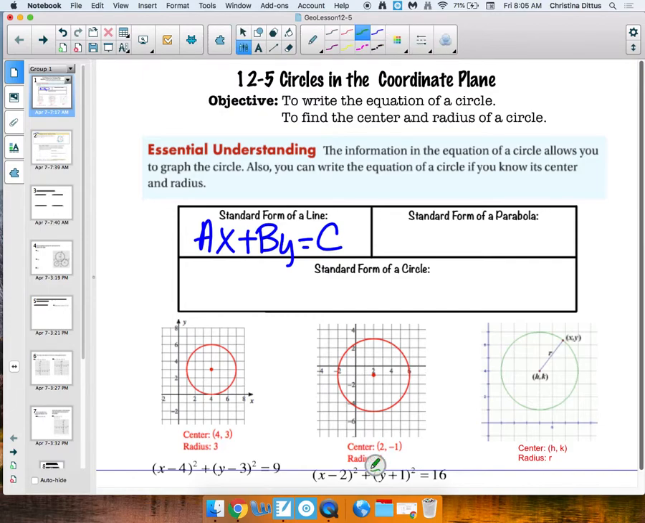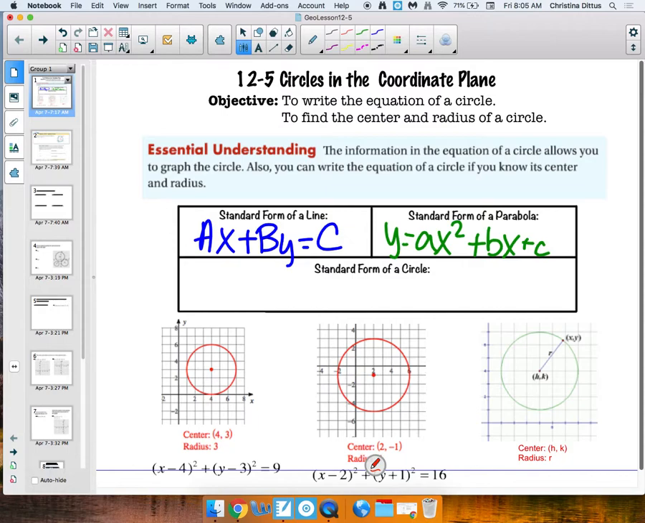You did. Parabolas, y equals ax squared plus bx plus c. A, B, and C are just numbers. Your x's and y's stay, just like with y equals mx plus b, you just plug in for m and b, not for x and y.